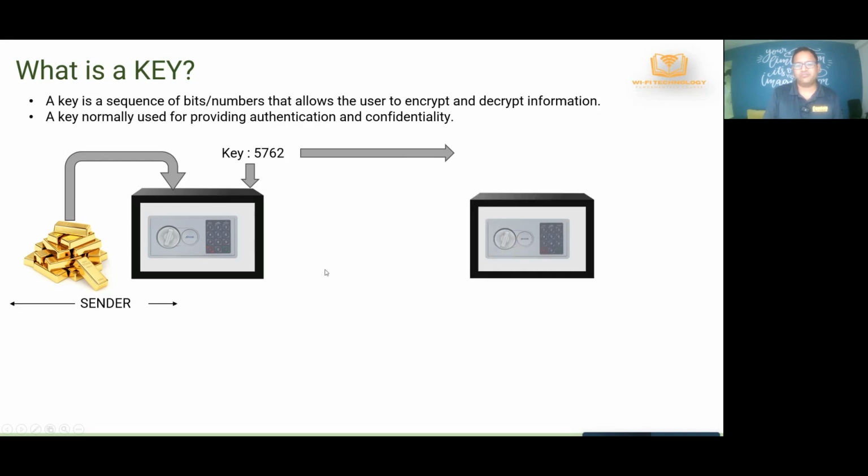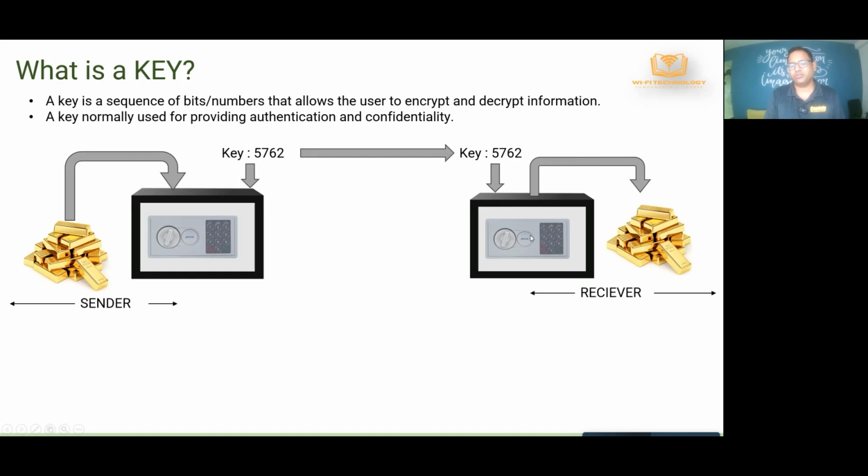And if someone is intercepting that safe somewhere in the middle, let's say the mailman who is carrying the case wants to see what's inside it, since that person does not have the key, they'll not be able to unlock it and get the valuable information. But the receiver, if he has the same key, somehow he got the same key, then he can unlock the box and get the valuable information out. So this is how keys are used, right?